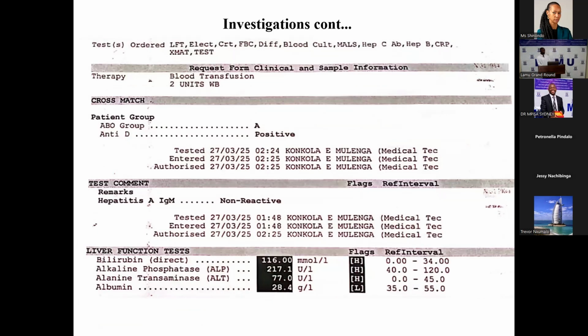So under the liver function test, the direct bilirubin was elevated at 116 millimoles per liter. Alkaline phosphatase was at 217. It was high also. ALT was elevated as well, but the albumin was low.